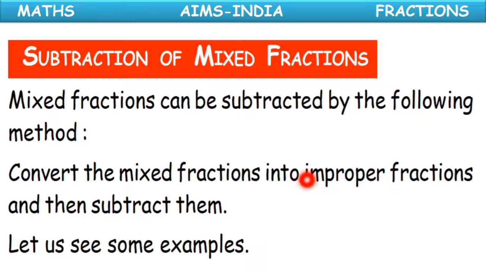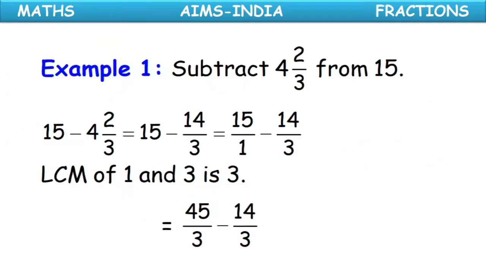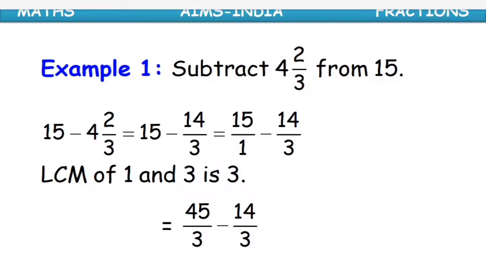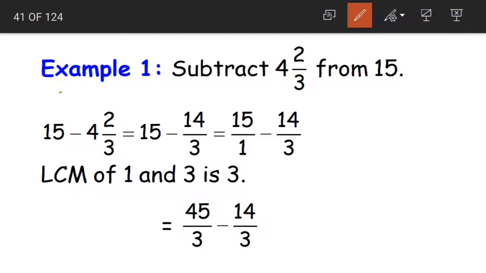Now next, coming to subtraction of mixed fractions. Again, what are mixed fractions? Mixed fractions have both whole number and fraction in them. Yes, mixed fractions can be subtracted by the following method. Convert the mixed fractions into improper fractions and then subtract them. Yes, what did we learn? That we need to convert the mixed fraction into improper fraction and then we need to subtract it. We have example 1. Subtract 4 2 by 3 from 15. 4 2 by 3. How to convert it into improper fraction?